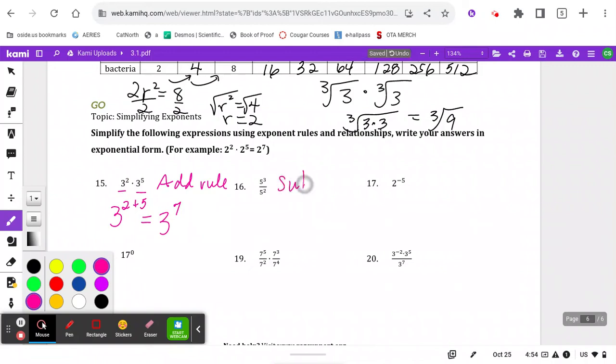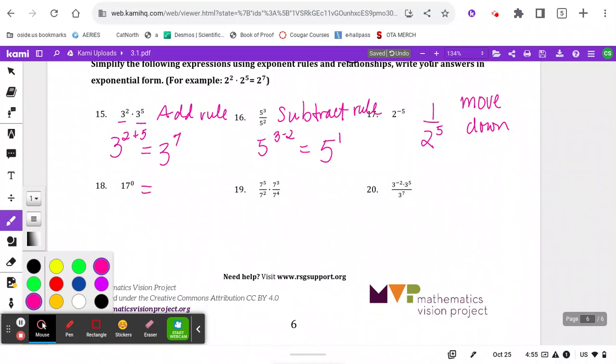Next one is the subtract rule, that when I divide two of the same bases, I just subtract those powers. Next is the negative exponent rule. Anything to the power of negative 5 is going to be repeatedly dividing by 5. Negative exponents move down. If they start at the top, they move down. If they start at the bottom, they move up. Anything to the power of 0 is just, you got it, 1.